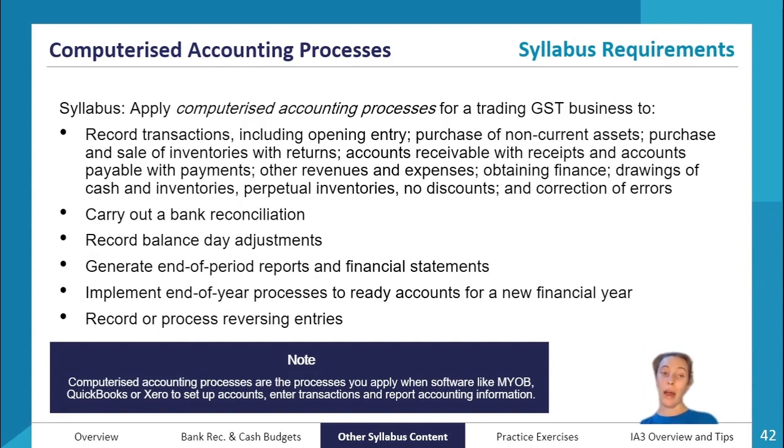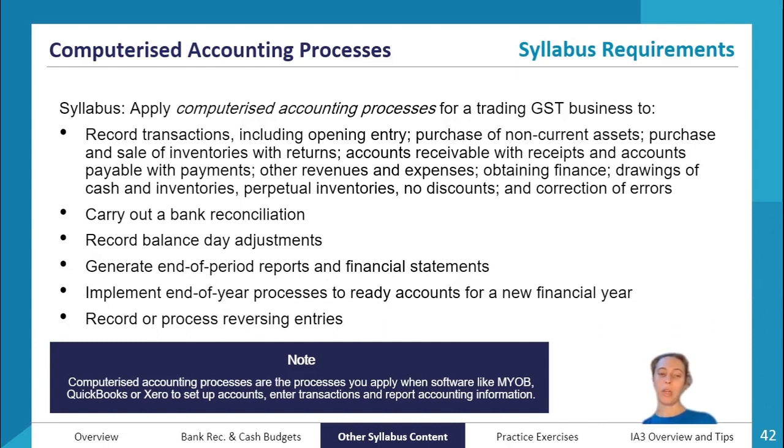You also need to carry out bank reconciliation, which is what we looked at earlier, but this is doing so in that computerized accounting format. Record balance day adjustments, generate end of period reports and financial statements. So, for example, our statement of profit or loss and statement of financial position. Then implementing the end of year processes to ready accounts for the new financial year, and record or process reversing entries.